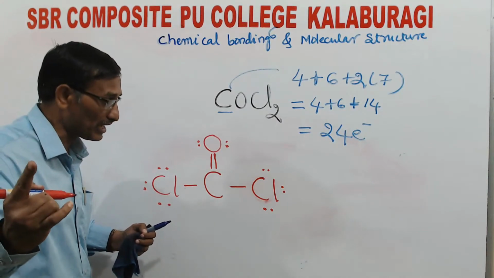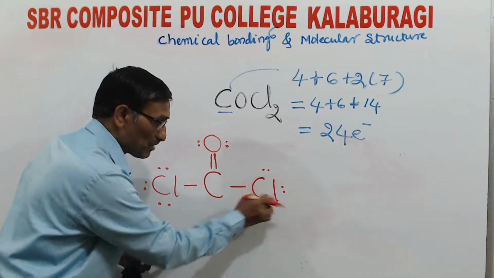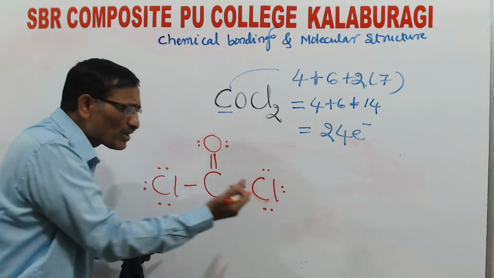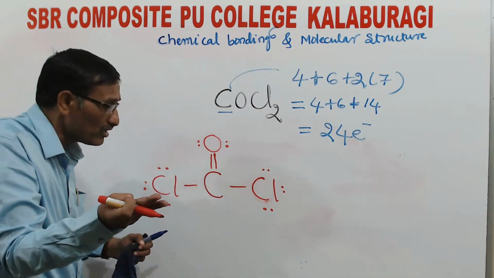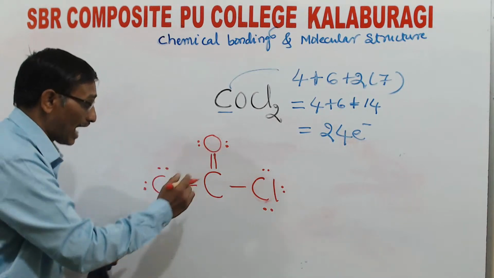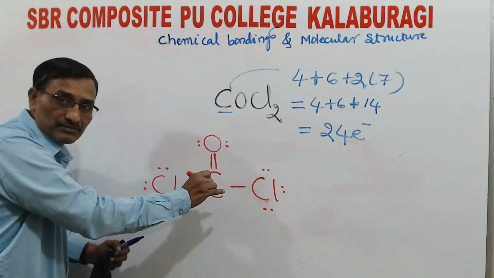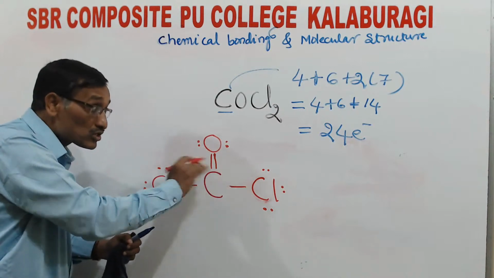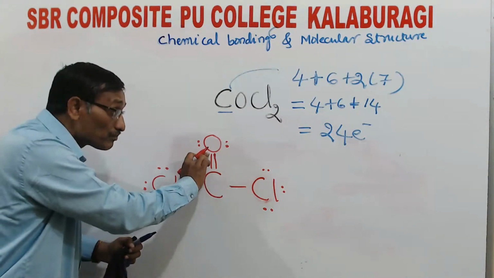Are you following what I'm telling? Chlorine has already acquired an octet, so how many more are required? Only one electron is required to acquire the 8-electron configuration. Carbon is not yet satisfied, because only one electron pair has been shown.